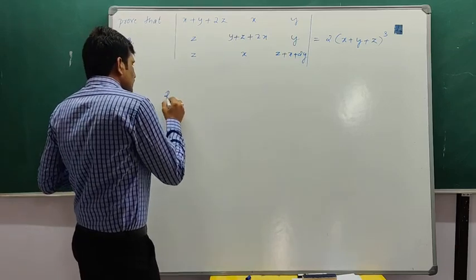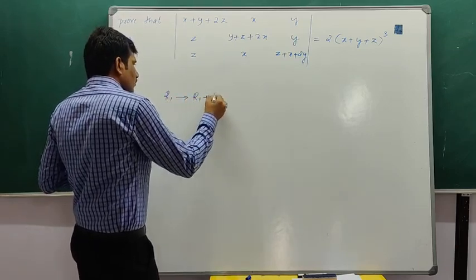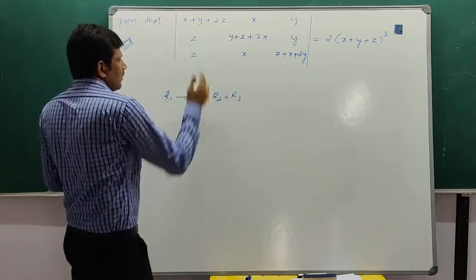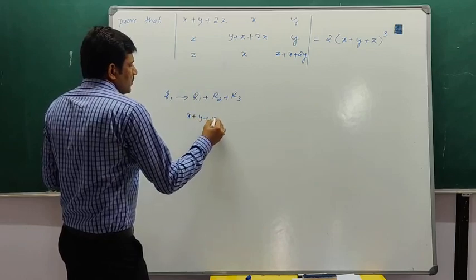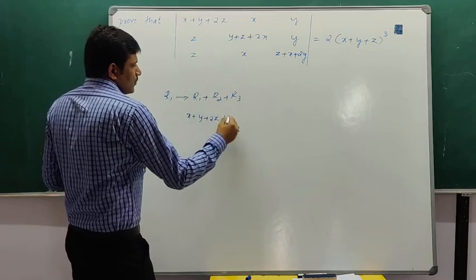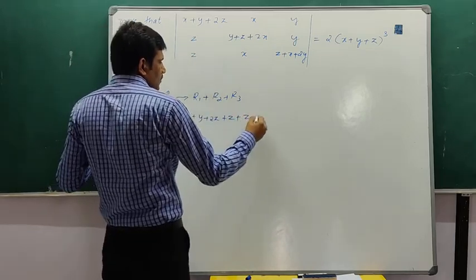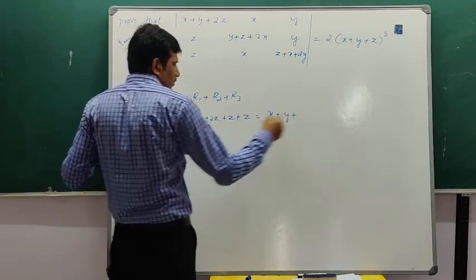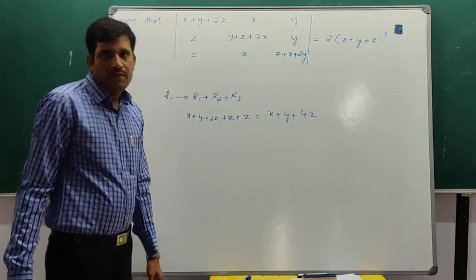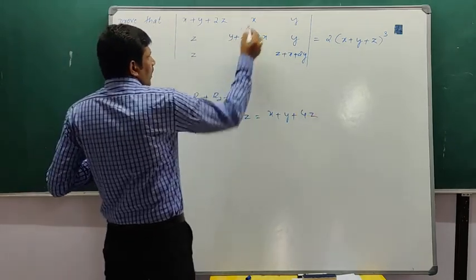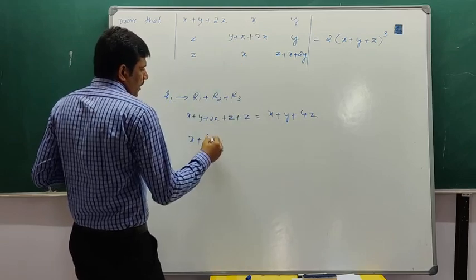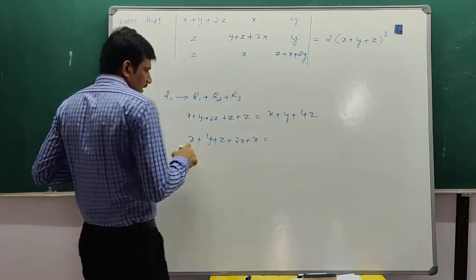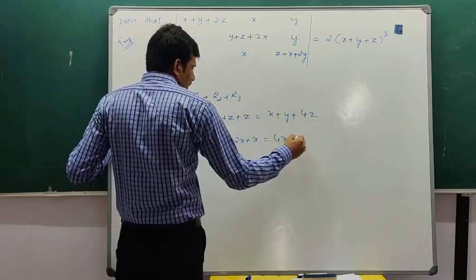What is the third one? Next I will check for R1 changes to R1 plus R2 plus R3, that is, elements in the first row. The first element in R1 is x plus y plus 2z, the first element in R2 is z, and the first element in R3 is also z. What is the answer? It is x plus y plus 2z plus z plus z. That is 4z. Then the second element: x plus y plus z plus 2x plus x. That is x plus 2x plus x, that is 4x plus y plus z.